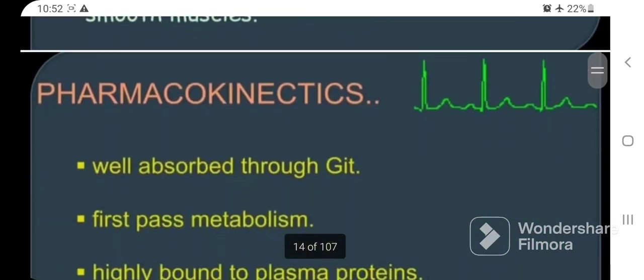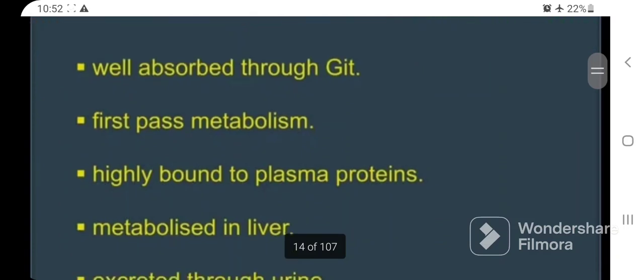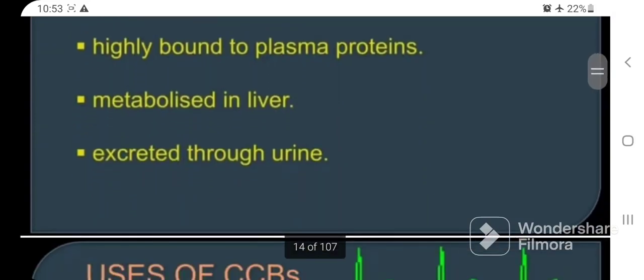Simple. Pharmacokinetics, what does it say? Well absorbed through the gastrointestinal tract. If you take this orally, it is well absorbed. Then first pass metabolism is common, highly bound to plasma proteins, metabolized in the liver. Next, excreted through urine. All these calcium channel blockers are excreted through urine, not through the feces. Very few drugs come out in the feces, but here maximum drugs are metabolized in the liver and excreted through the urine.